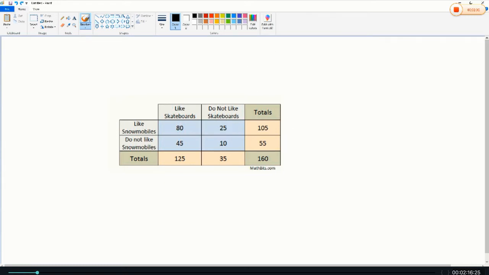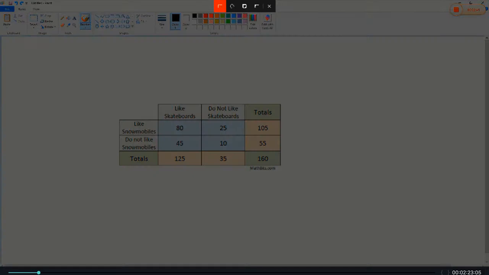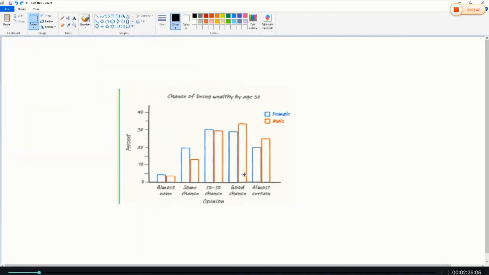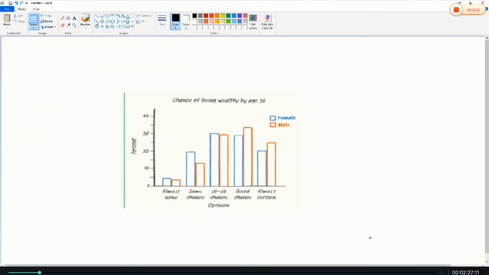Now we will be talking about a side-by-side bar graph, which will now be represented on your screen. You see right here that instead of just having one bar for each section on the x-axis, it's actually having two bars where you can compare, as like in this graph, it's comparing females to males.